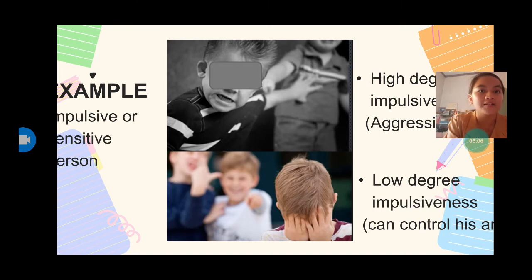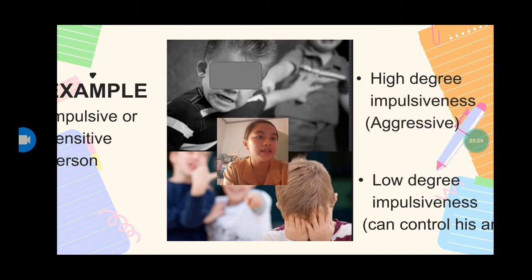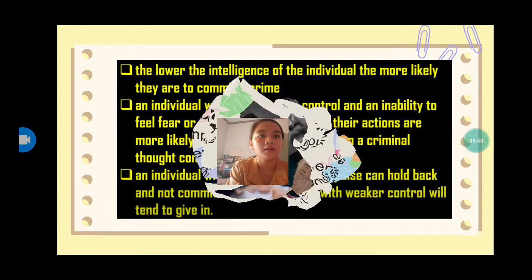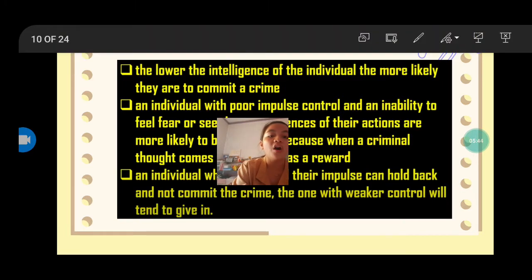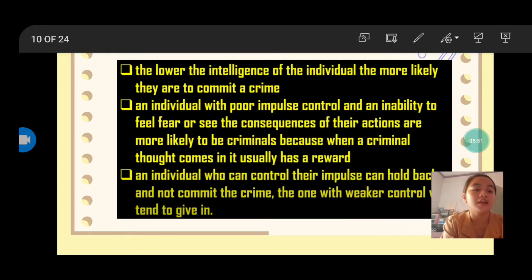Also, as we can see here, for the impulsive or sensitive person, we have two degrees, the high degree and the low degree. The high degree is aggressive, and the low degree can control his anger. However, some people in the low degree, when they hit the bottom of their anger, blow up. So we all have inborn traits, however, we are not all the same, and there are different levels of impulsivity, and some of us can control our propensity to commit crime.